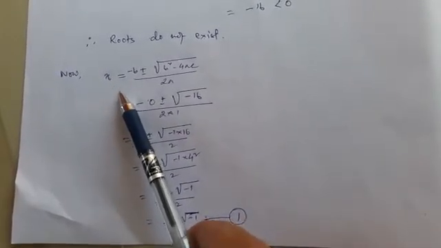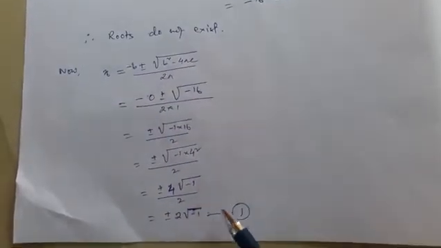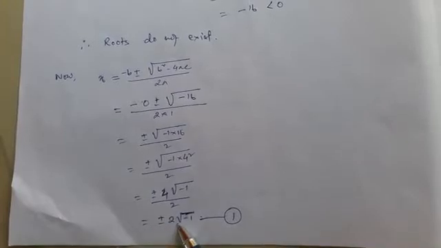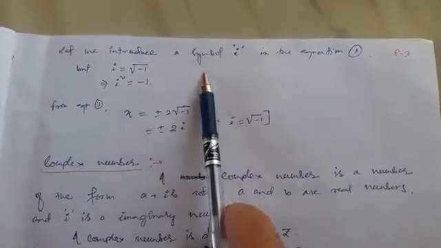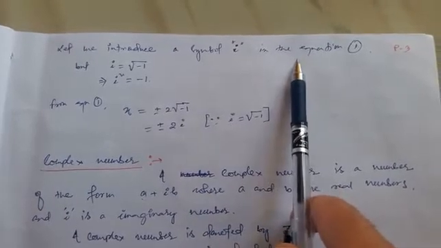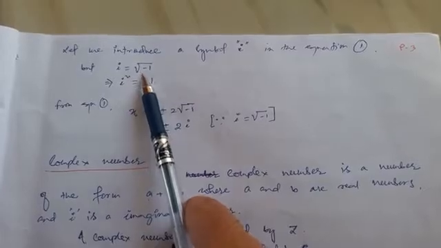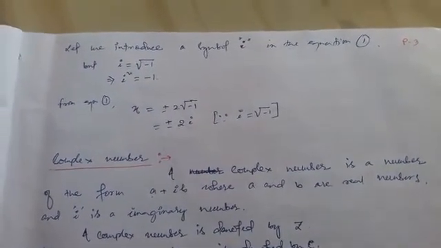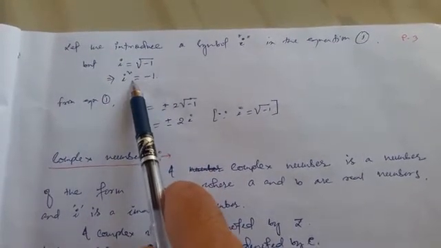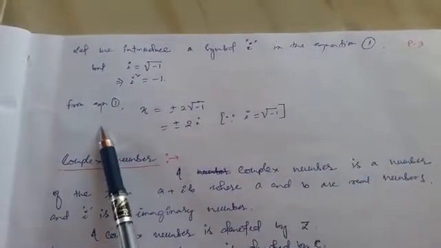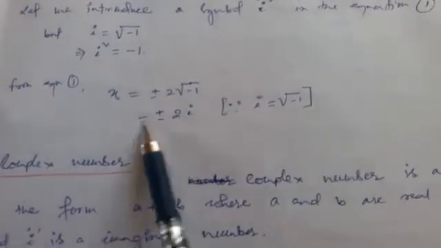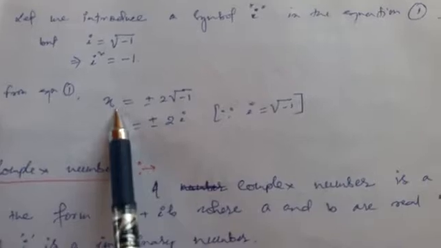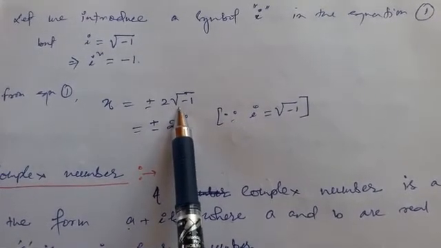See, the roots are given by this formula, and when we replace all the values and calculate, we get plus minus 2 under root of minus 1. Now let me introduce a symbol i in equation number 1. The value of i is the square root of minus 1. Then when we transfer the square root to the other side, it becomes i square equal to minus 1. From equation number 1, the value of x is plus minus 2 under the root of minus 1.